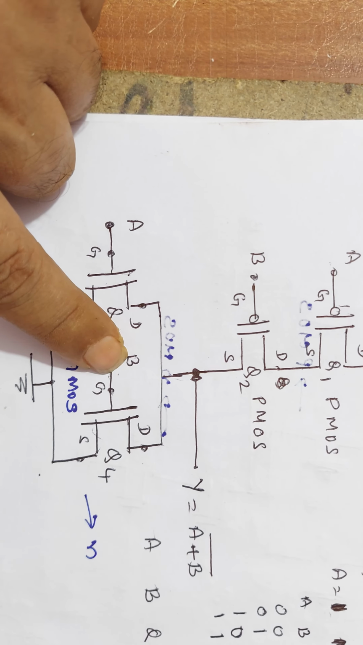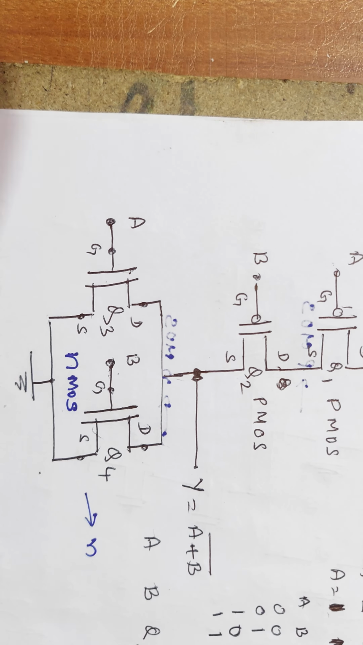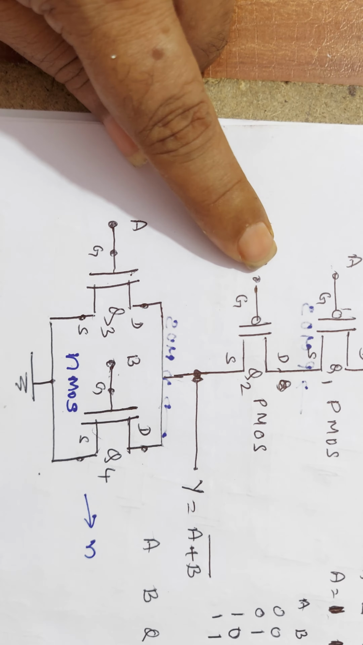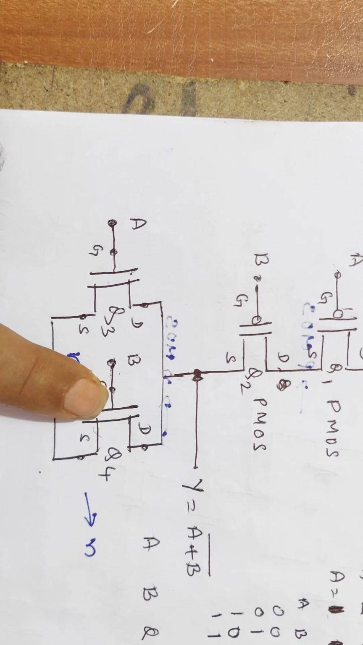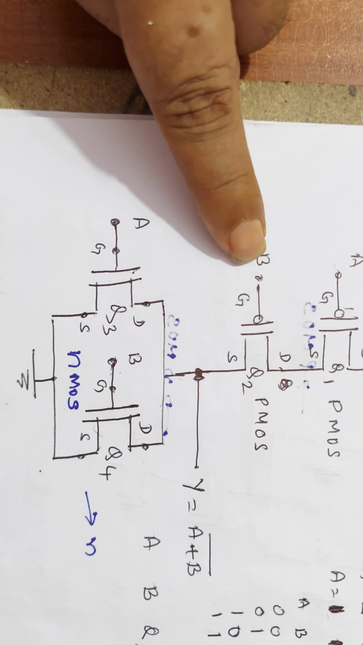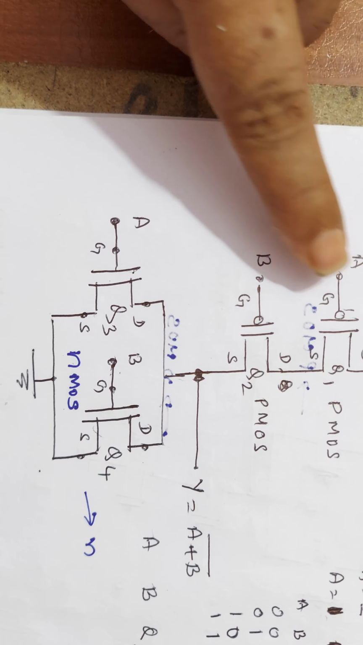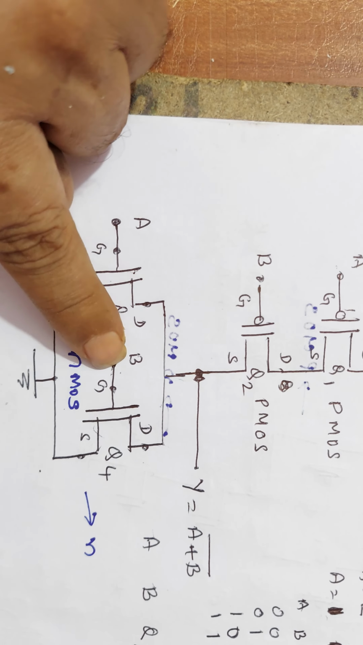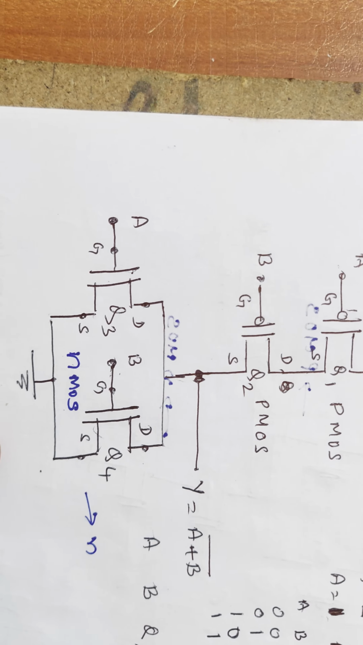B equals 1 means B is plus 5 volts. For the third case, this is 1 and 0, that is plus 5 volts and 0 volts. Fourth case, both 1 and 1, plus 5 volts and plus 5 volts. Gate positive, gate positive, plus 5 volts each. You see how it works.